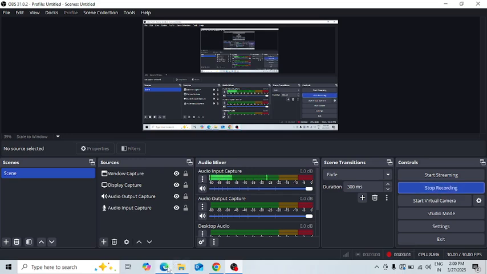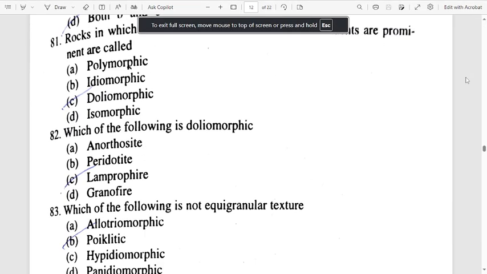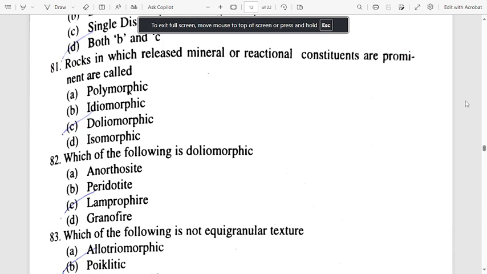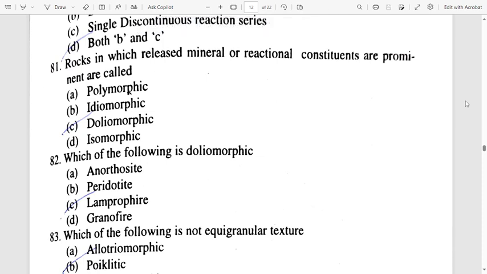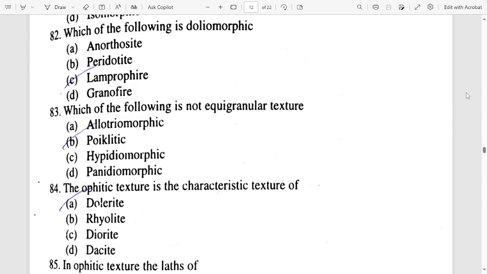Okay, so we'll be continuing with igneous rocks. Rocks in which released mineral or reactional constituents are prominent are called dolomorphic. Which of the following is dolomorphic? Lamprophyre. Which of the following is not equigranular texture?